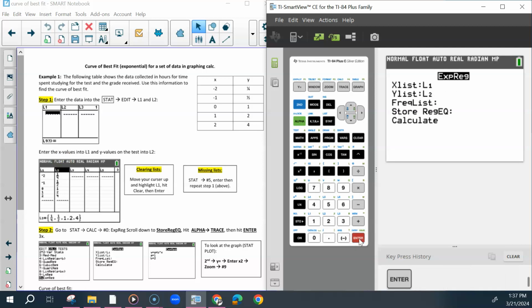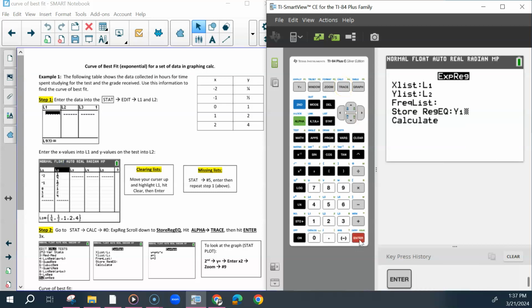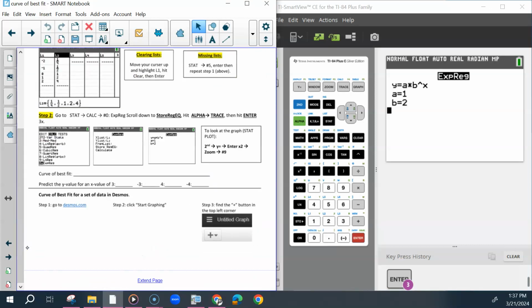And then, just like before, make sure your X's are in L1 and Y's are in L2. And then if we need to use this for data purposes, you would store this in the regression equation. So I'm going to go ahead and do that. Alpha trace. Store it in one of the equations and hit enter 3 times. And then it will give us our equation that looks like the format. Remember, we talked about that format before, y equals a times b to the x.